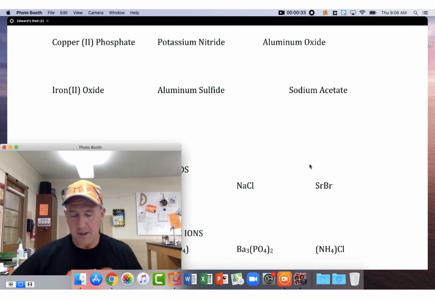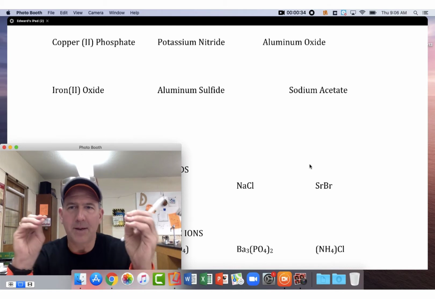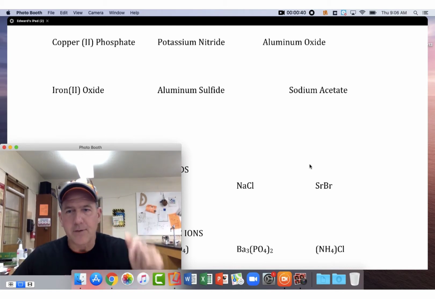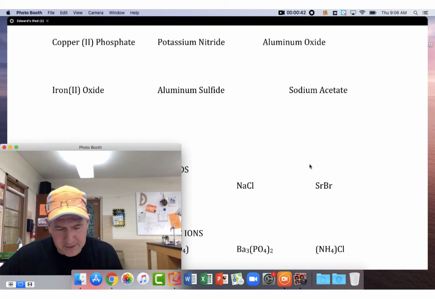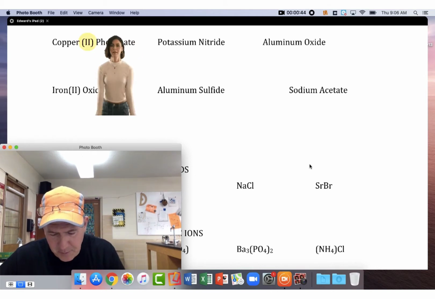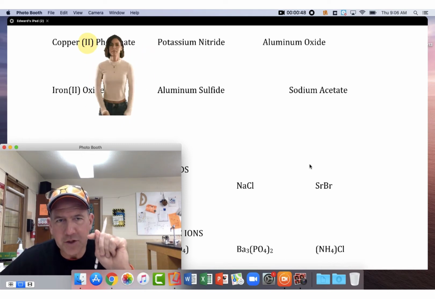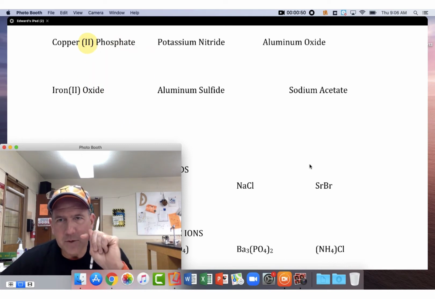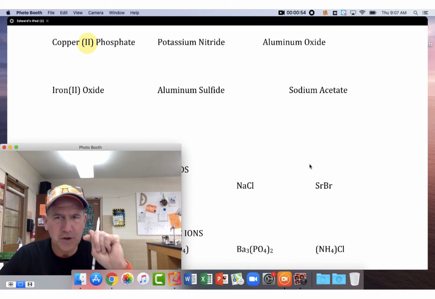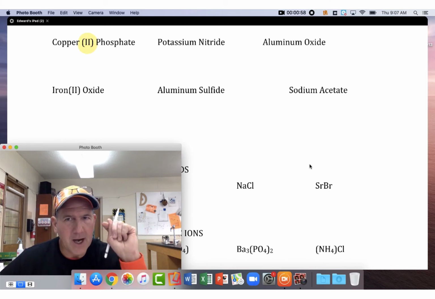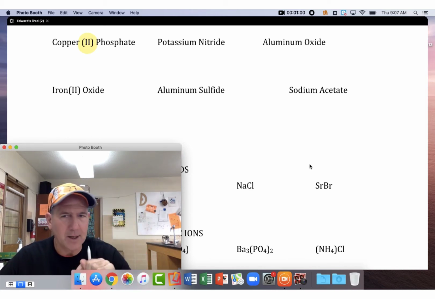Okay, as you can see here, we have this time the names written. And there's some things we want to watch out for. The first thing we want to watch out for is that little 2 there that's in the parentheses. If you remember from our sheet before, that Roman numeral was written in there when there was more than one possible charge for that element. In this case, the copper ion.